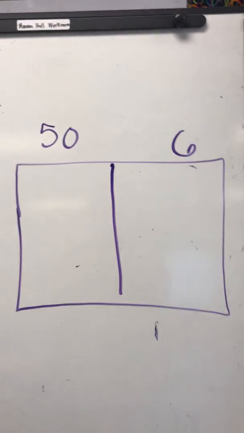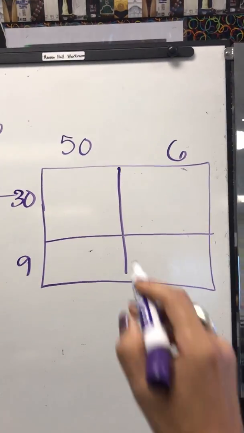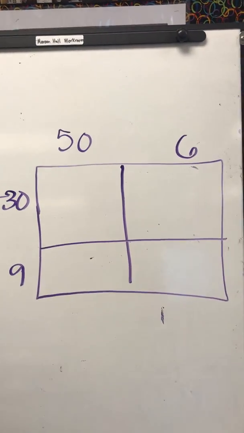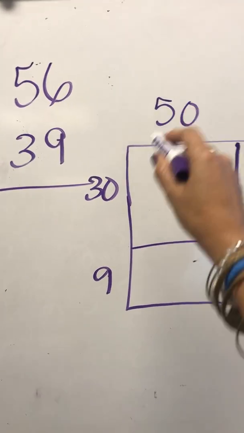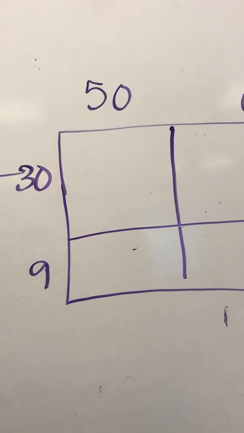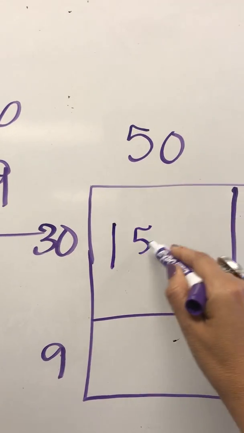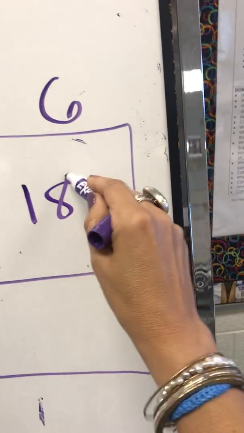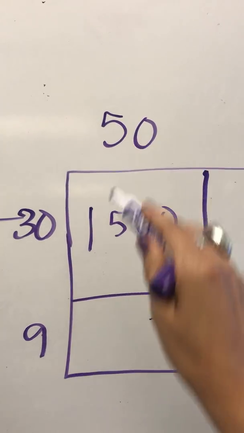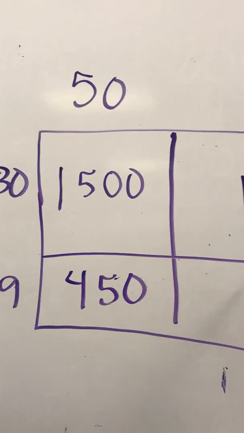And I'm going to multiply 56 by 39. And notice that I made this larger so that we could kind of know what goes inside each box. It's going to be 30 times 50 is going to be larger than 9 times 50. But let me go ahead and solve for each box. 30 times 50 is 1,500. 30 times 6 is 180. 9 times 50 is 450. 9 times 6 is 54.